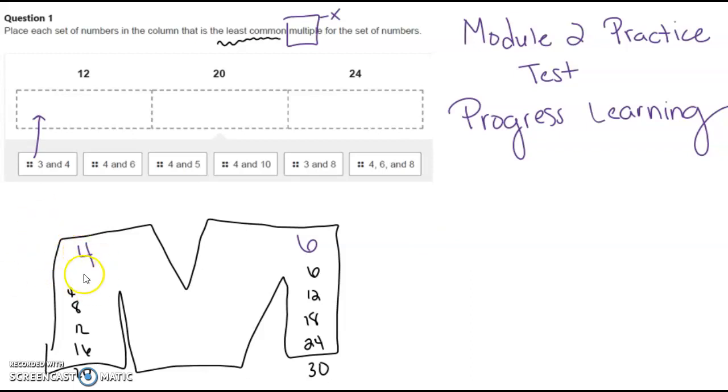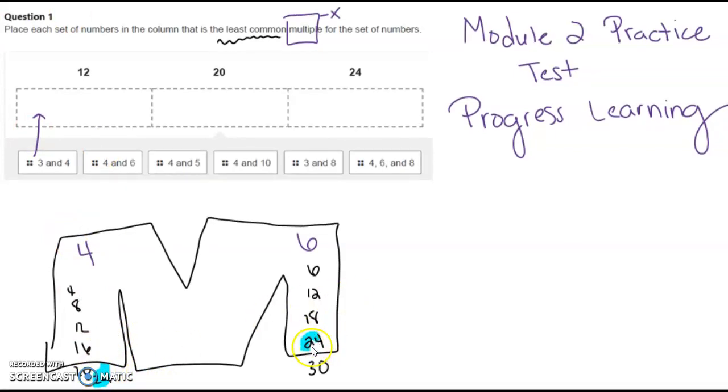So sometimes what I do is, all right, let's go another list of 4. Oh, there's 24, because that's 4 times 6. That is the very first number that they have in common in their list. So their least common multiple would be 24. So this one would go here. You just drag it in there. All right, we're going to keep going.